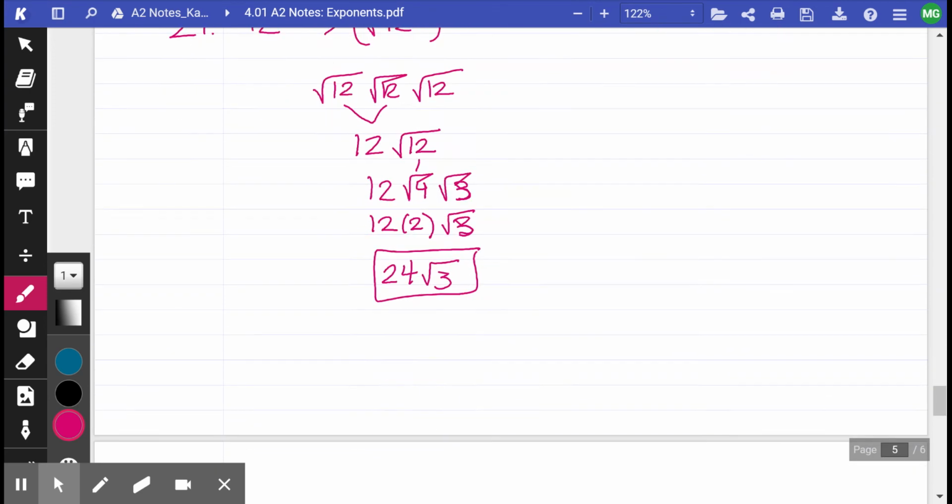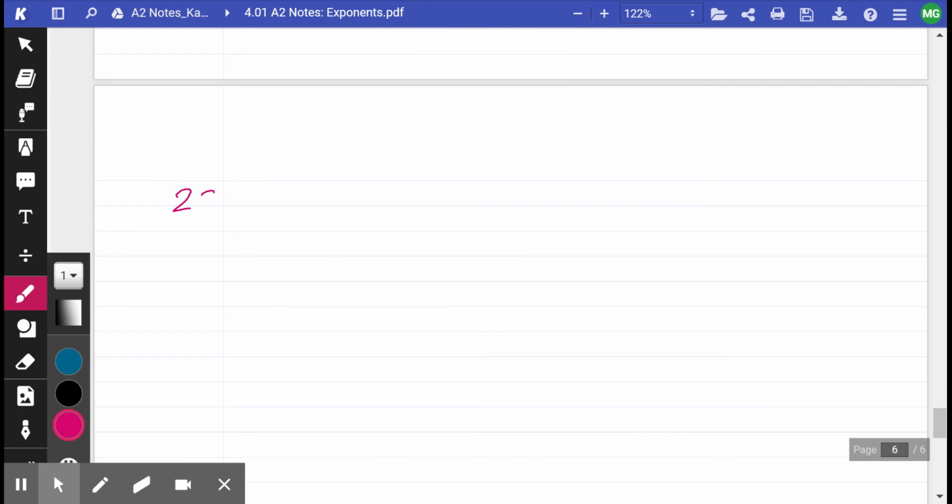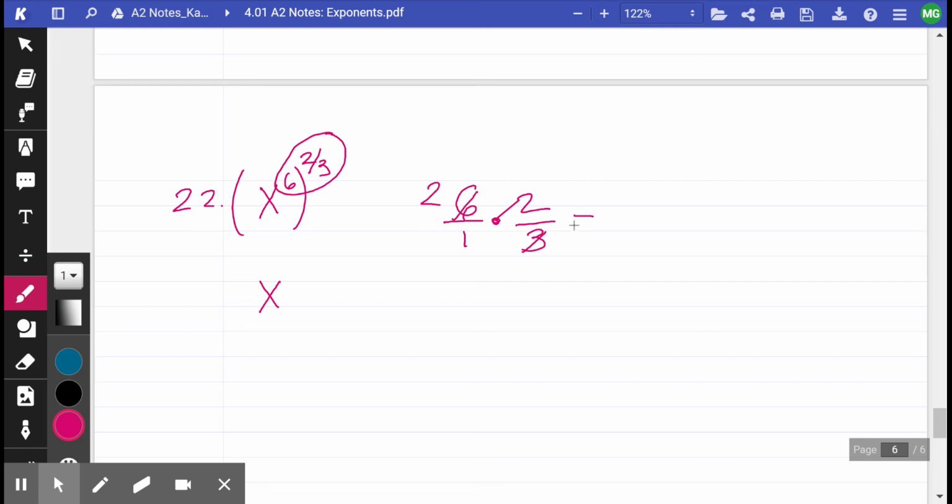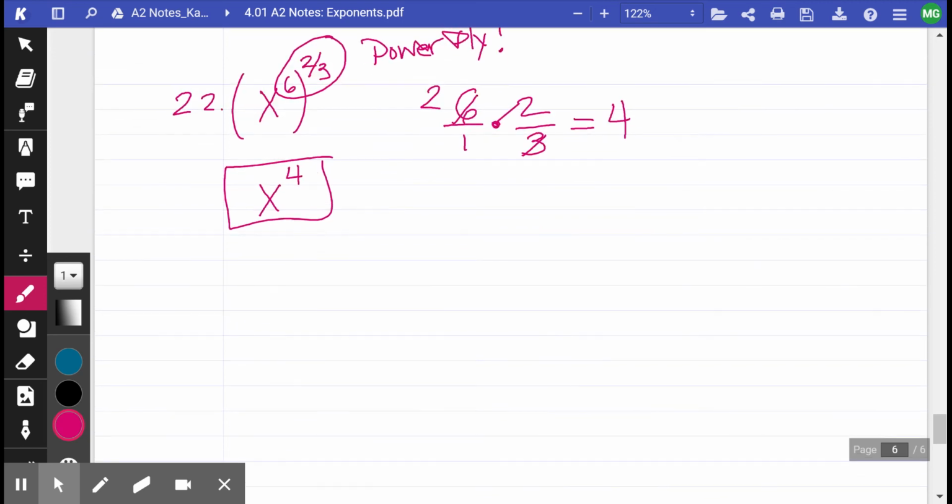Okay, I think that was 21. Next, x to the 6th raised to the 2/3. So here, instead of actually rewriting it using the power over root, I would say first multiply them to simplify it. So 6 over 1 times 2 over 3. And you can use your calculator. 3 goes into 6 twice. So that gives me 4. So I'm just left with x to the 4. So on that one, we just multiplied. And we don't need to simplify that any further because it's an integer.